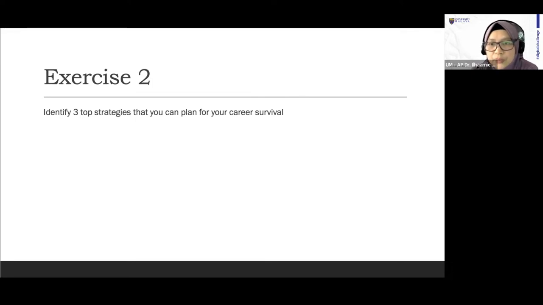I'm going to break you into groups of five, and I hope you're going to appoint a leader of your group. When you come back, you are going to present to us what your plan is in order to survive in your early academic career.